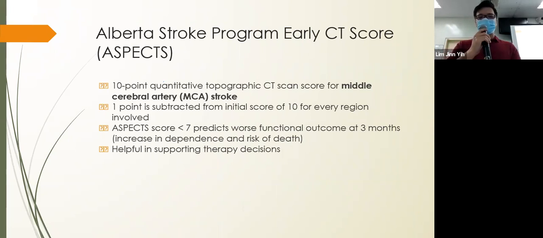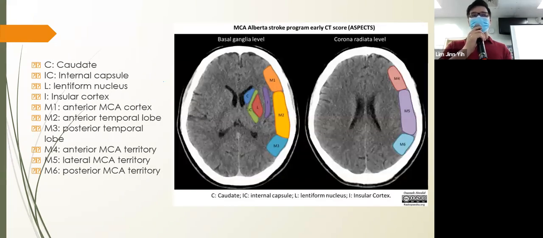Okay, through the imaging, there's also the ASPECT score, Alberta Stroke Program Early CT Score. So we start off with 10 points. For each region that there is infarction, we minus 1 point. So less than 7, we predict a worse outcome. So these are the 10 regions that we see when scoring this ASPECT. We have your caudate, internal capsule, lentiform nucleus, insular cortex, and M1, M2, M3 up to M6.